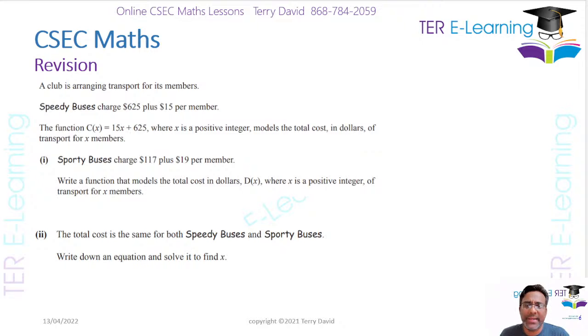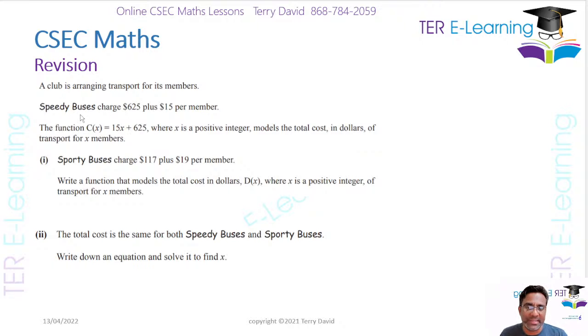Alright, a club is arranging transportation for its members, right? Speedy buses charge $625 plus $15 per member, right? The function c of x is given by 15x plus 625, where x is a positive integer, models the total cost in dollars of the transport for x members, right?